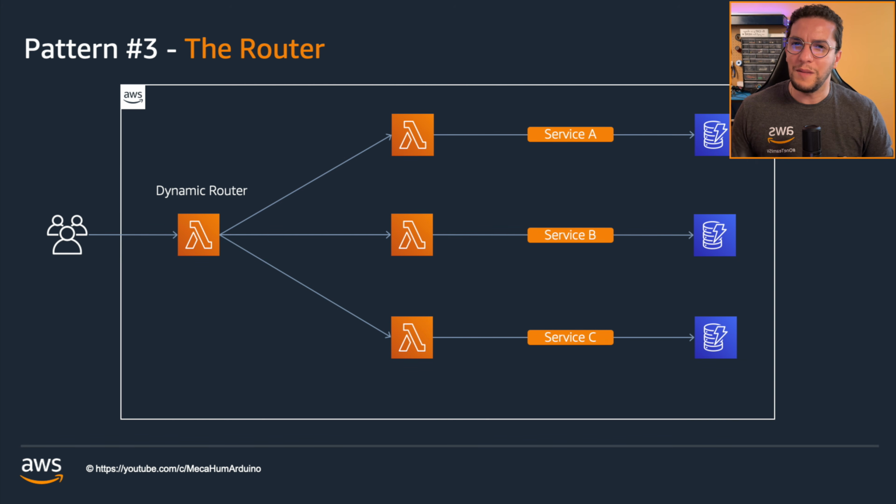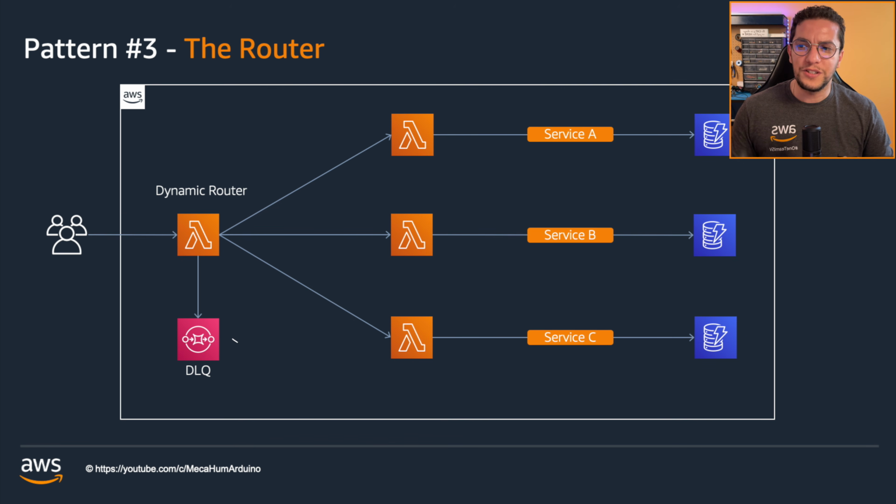So the dynamic router now is only making decisions on where you need to send the request next. That's all its job. It will not sit there waiting for service A to finish doing whatever it needs to do and then return something, right? This is again a very simple architecture.